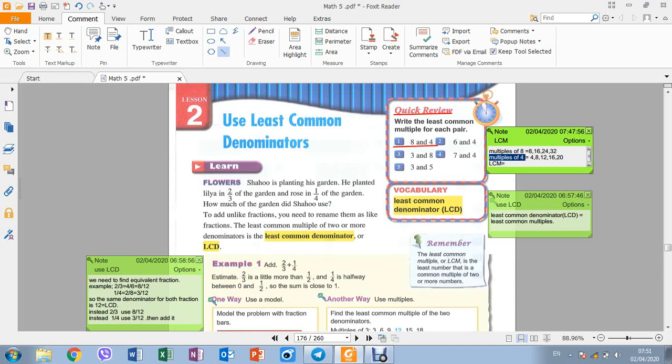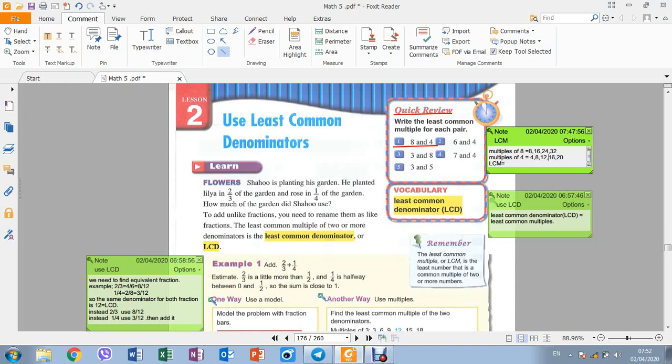1 times 4 is 4. 2 times 4 is 8. 3 times 4 is 12. And 4 times 4 is 16. And 5 times 4, the last one, is 20. Now we look at the multiples of 8 and 4.